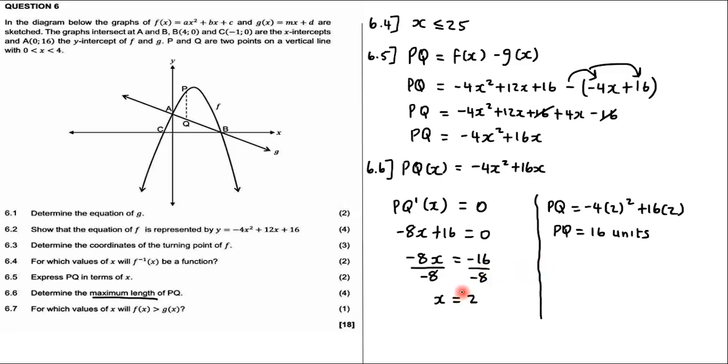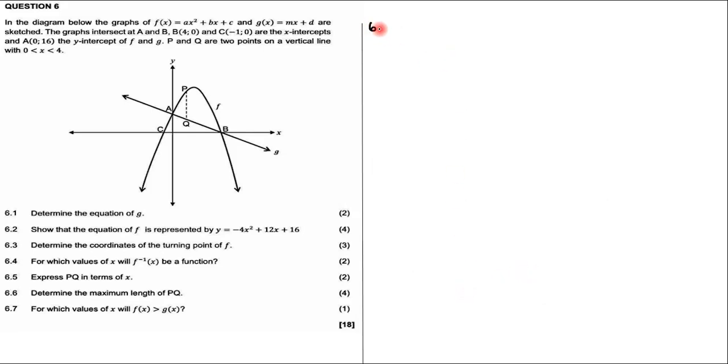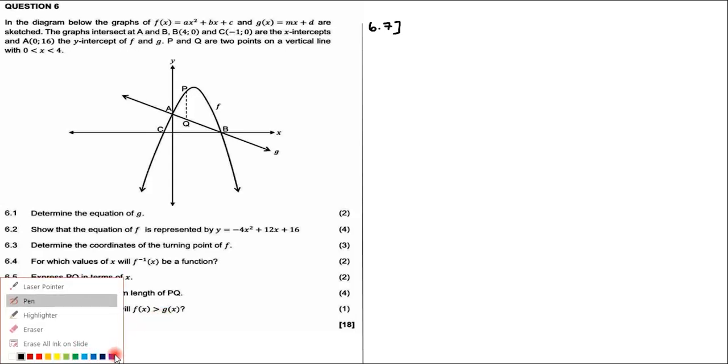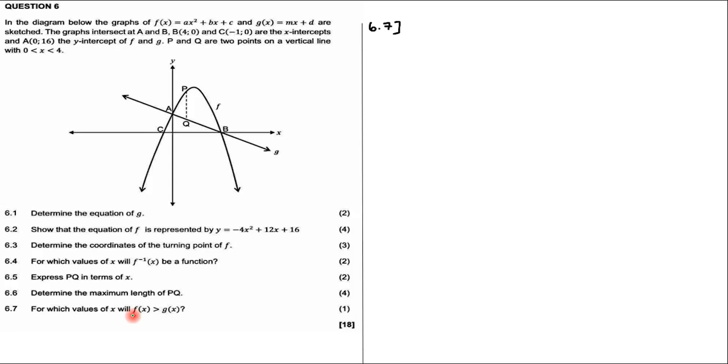All right, so the last question goes as follows. Let me first write the number in there. It says for which values of x will f of x be greater than g of x? So what are we looking for? We're looking for the x values where the y values of f are sketched above the y values of g. Looking at this, you can see that f here is below because g is above. But after A, you can see f is above. Even though it has a turning point there, it's still above g.